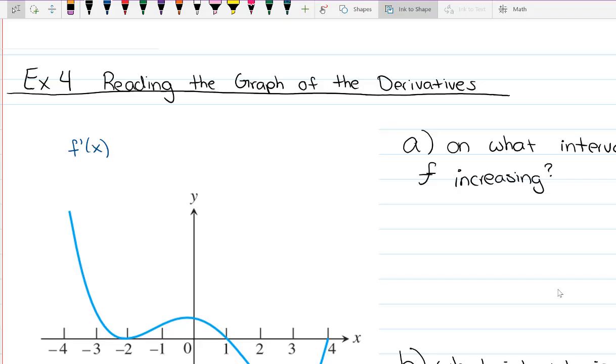Example 4, reading the graph of the derivative. In this example, we're going to be given the graph of the derivative, and we're going to use that to determine attributes about the regular graph. We're also going to use the derivative to tell us about inflection points and how they also affect the original graph of f. At the end of this example, we will be able to graph our original function only given the derivative. This is going to be possible by talking about inflection points and other attributes about increasing and decreasing.